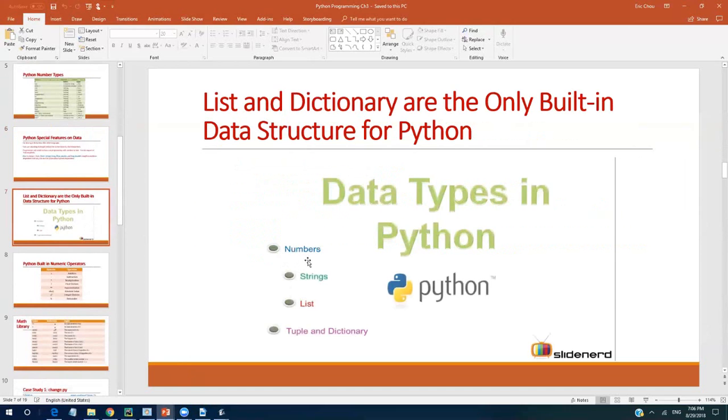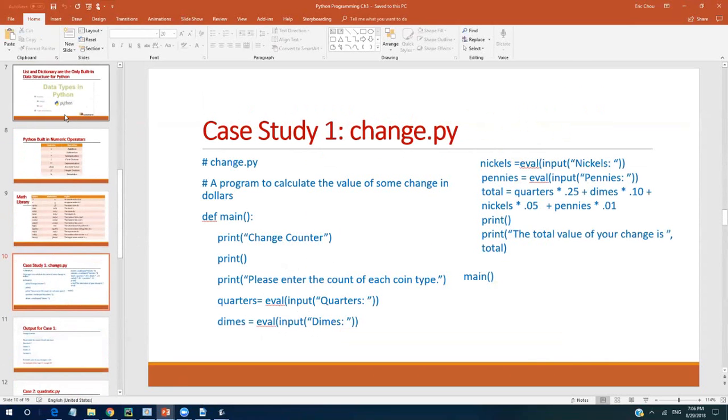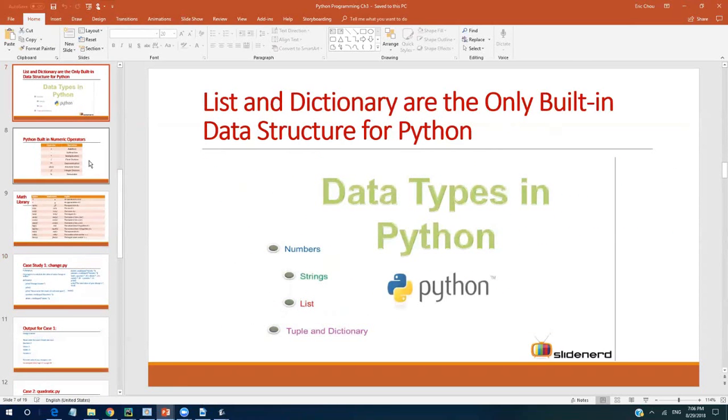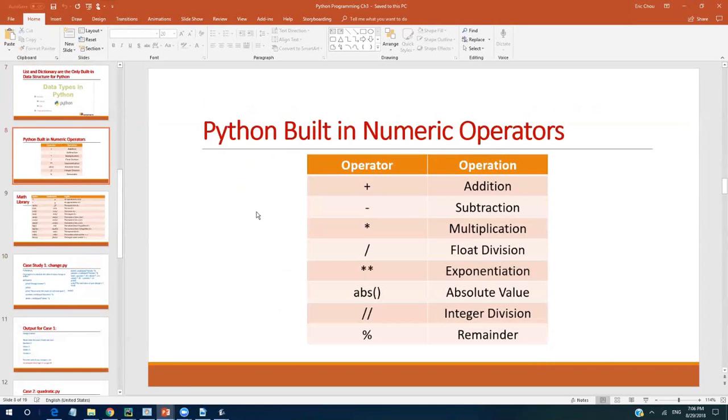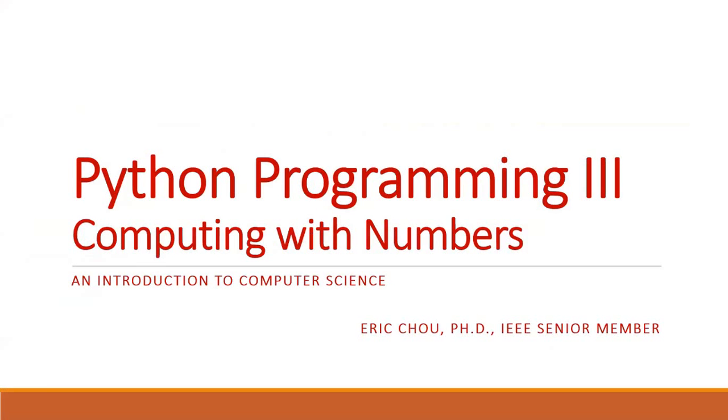So data types, you basically have number, string, list, boolean, okay? And then I talked about list and tuple before, okay? So that part is okay. Now the next one is the operator.